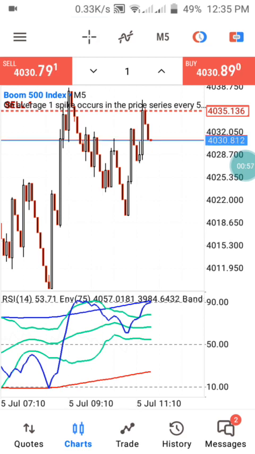And also this strategy works on all Crash and Boom indices. So I'm going to make another video on Boom 1000 and Crash 1000, but inside this video I'm going to explain how it works on Boom 500 only.